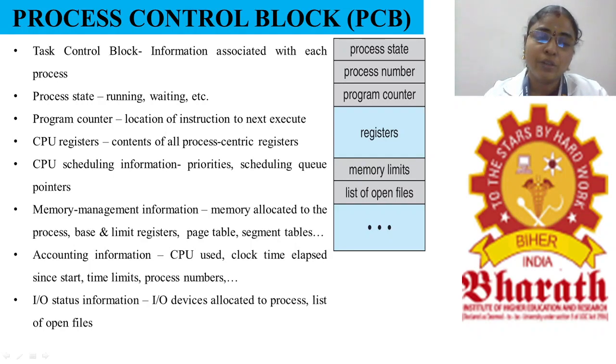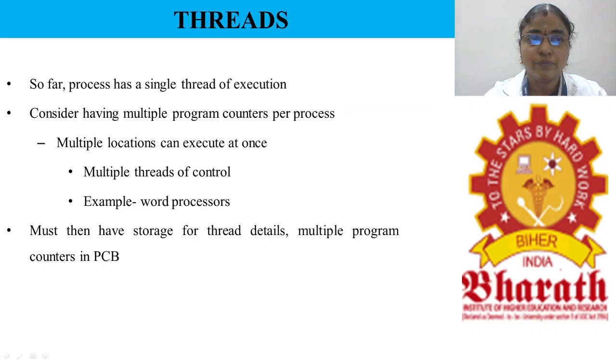The next one, accounting information. This will provide the CPU utilization, the clock time for the particular process, the time limit, and the process number. These details are accounted and stored in the accounting information. Then finally, IO status information. What IO devices are allocated to the process and the list of open files. These details are available in the IO status information.